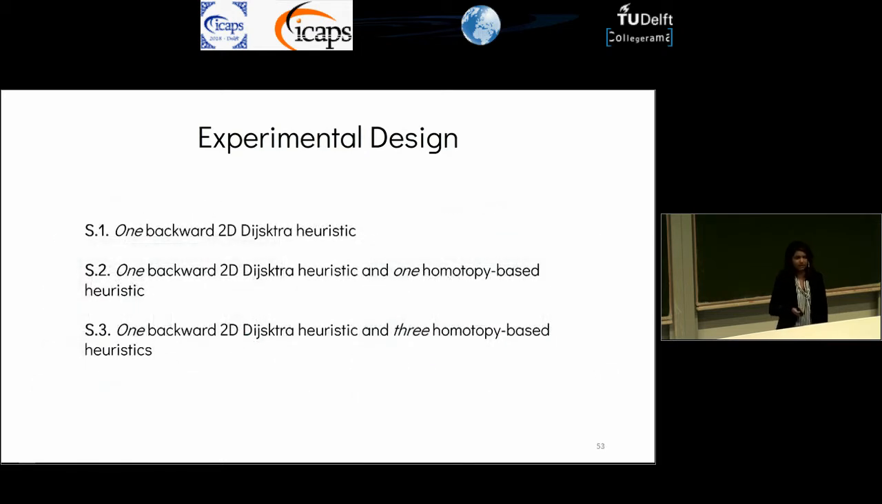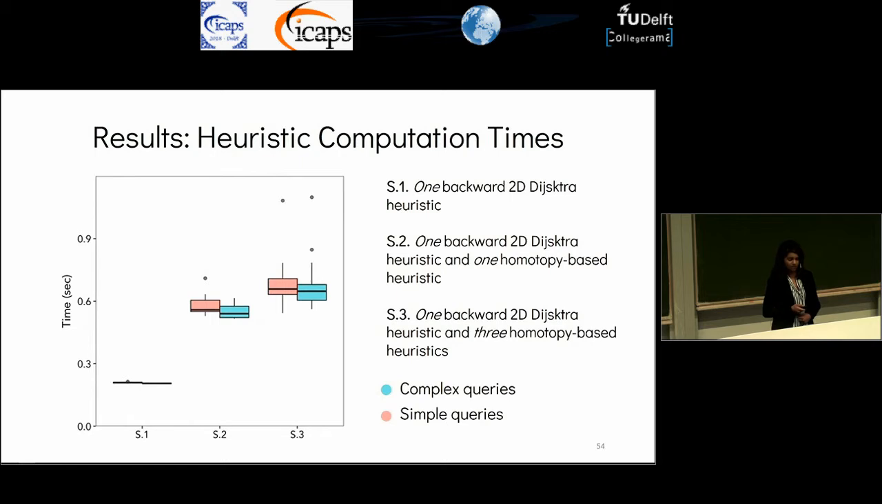We additionally ran it on various sets of heuristics. The first set is just the one 2D Dijkstra heuristic I explained earlier. Set 2 is the Dijkstra heuristic and one homotopy-based heuristic, and set 3 was the one Dijkstra heuristic and 3 homotopy-based heuristics. As you see, in each set we have an increasing number of heuristics, and we wanted to see if increasing the number of heuristics would affect our planning times. But first, let's look at the heuristic computation times.